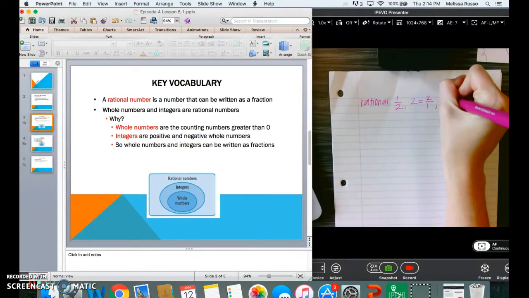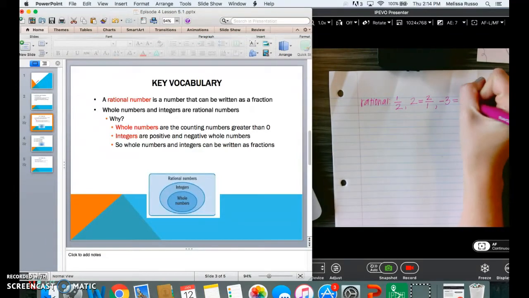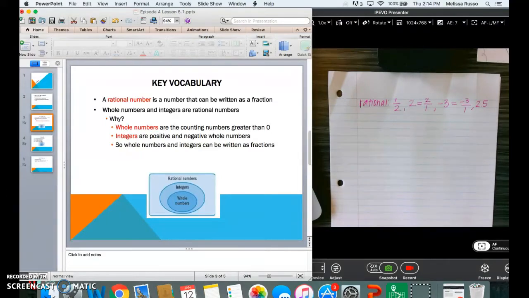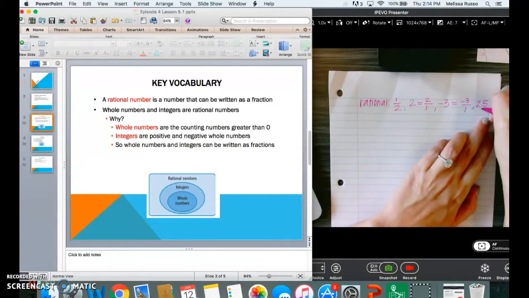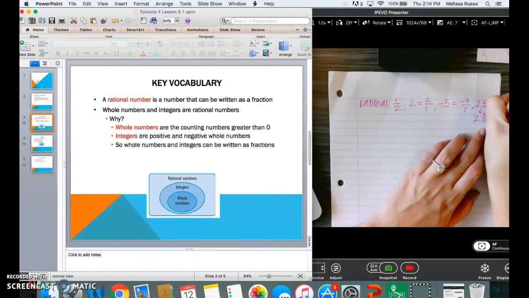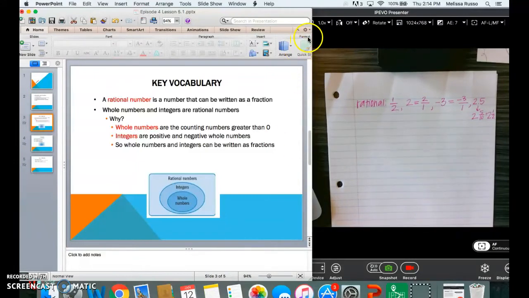Well, what about the number -3? Can -3 be written as a fraction? It's going to be similar to what we did previously with 2, and that -3 is just going to be the same as -3/1. So yes, that is a rational number. What about a decimal? What about 2.5? Can I write 2.5 as a fraction? Well, yeah, I can write it as a mixed number. 2.5 tells me that I have 2 wholes, and then this 0.5 tells me that I have 5/10. This would also be equal to 2 1/2. So those are some examples of rational numbers.